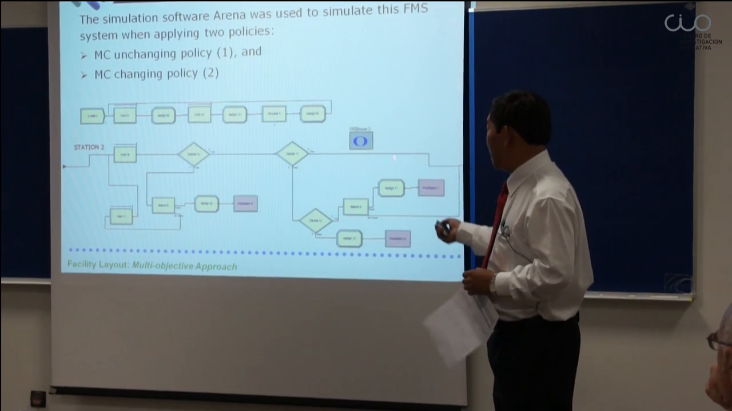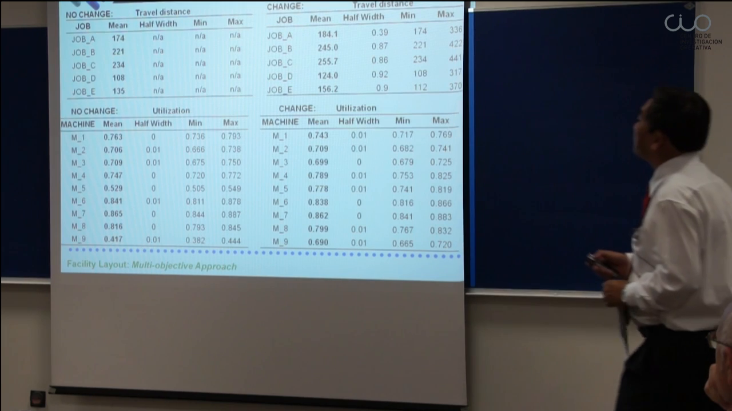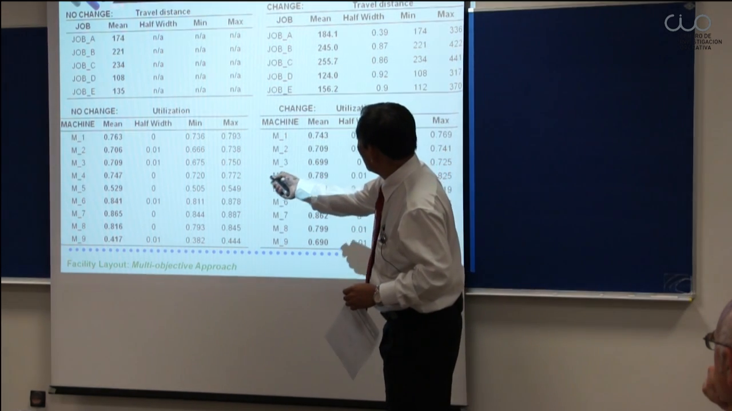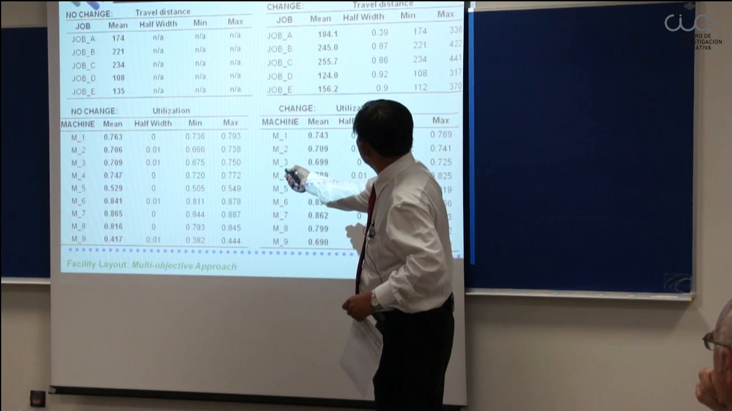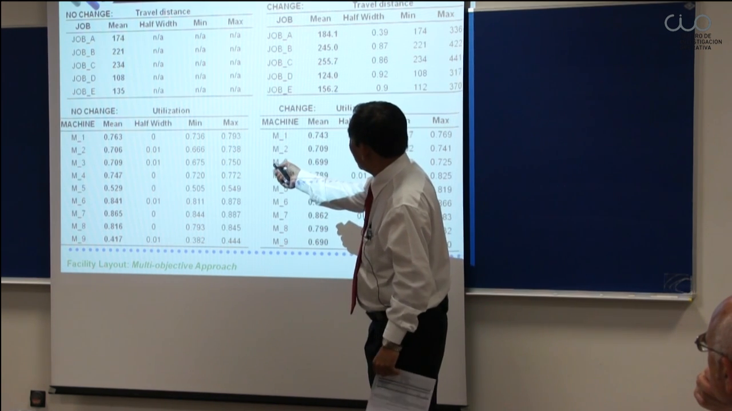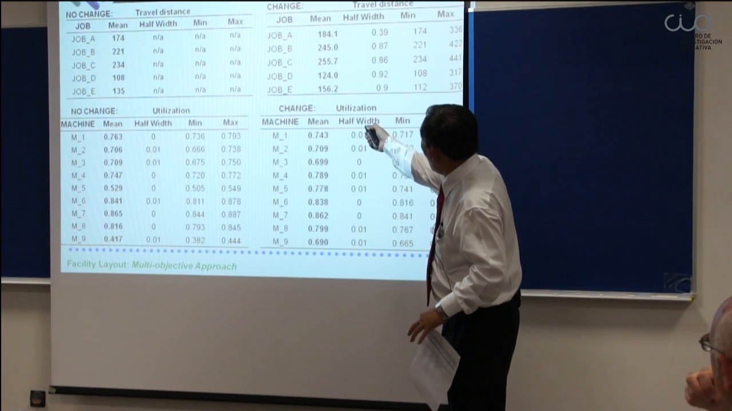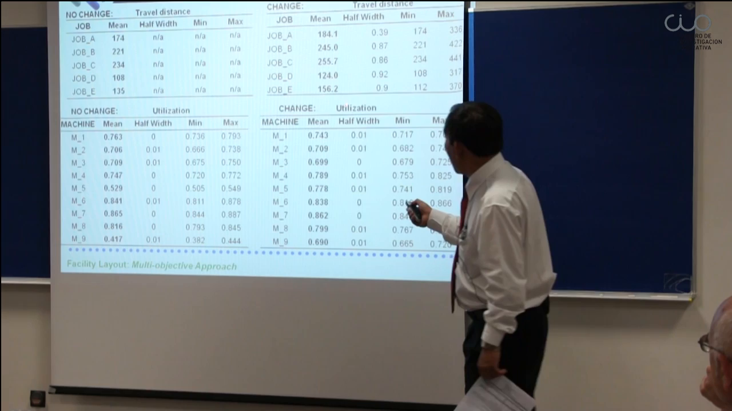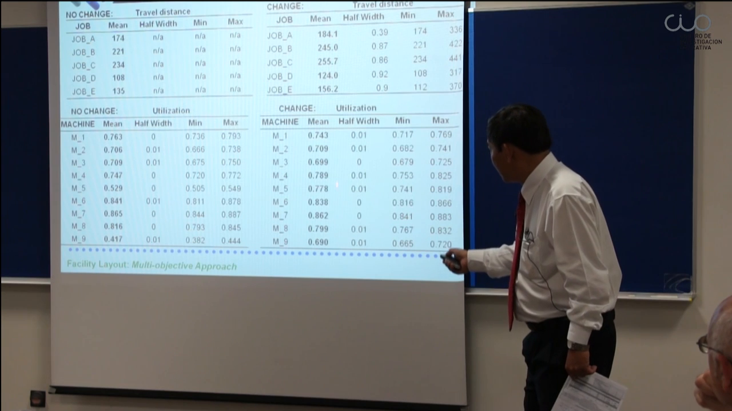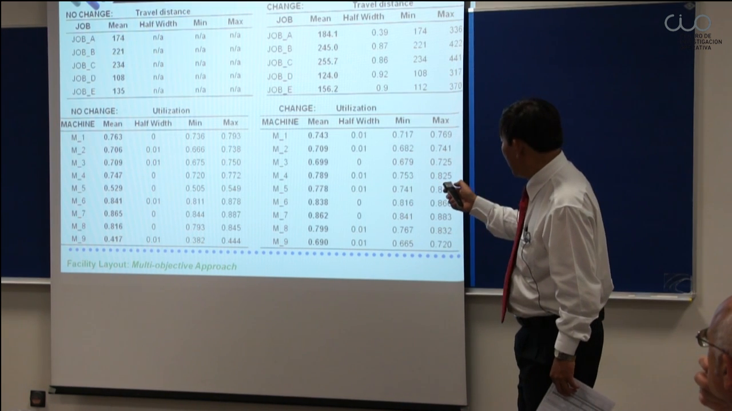This simulation is done in a well-known software called Arena. And these are the results. For travel distance, this one has nothing changed. If some machine breaks down and I don't do anything here, this is the travel distance. If I do something, I mean if I reroute, it can have more distance because the job has to move to another machine. However, I have better utilization compared with this one. This, and this one, didn't do anything. This one I rerouted.